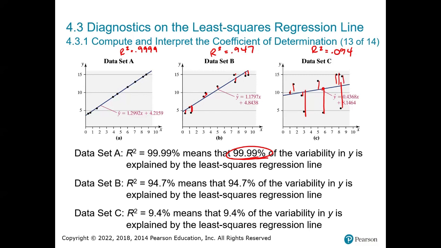So quick recap here. If you are given the decimal 0.999, how do I turn it into a percent? You just times by 100. So times by 100 gets you here. Times by 100 gets you there.